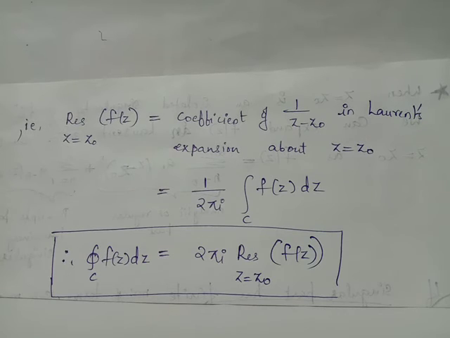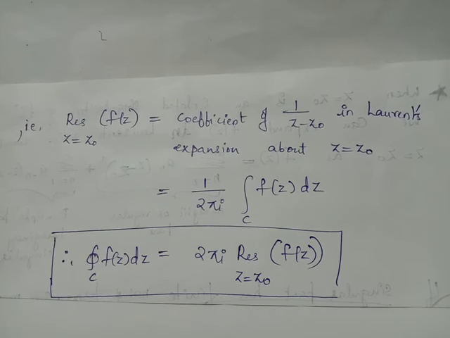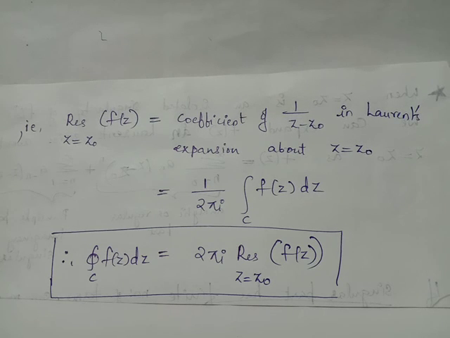That is, residues can be evaluated in two ways. Residue of f of z at z equals z0 equals 1 by 2 pi i times the integral over c of f of z dz, or you have to find the Laurent series expansion of f of z about z equals z0, then find out the coefficient of 1 by (z minus z0), which is the required residue of f of z at z equals z0.